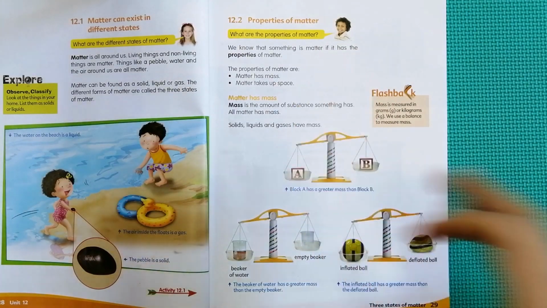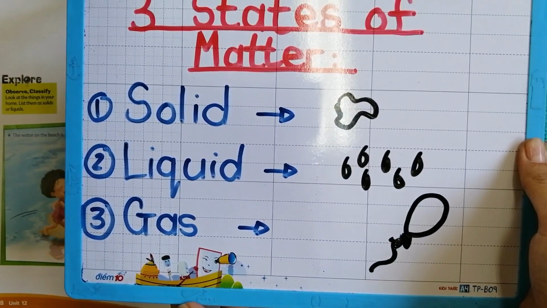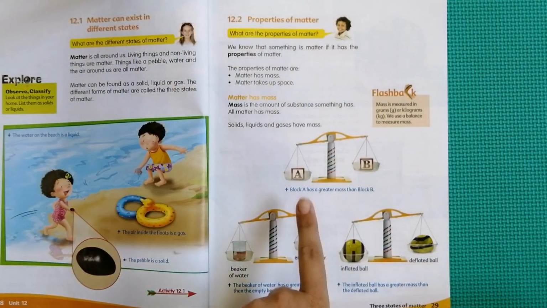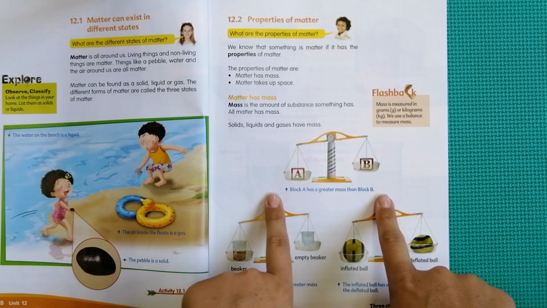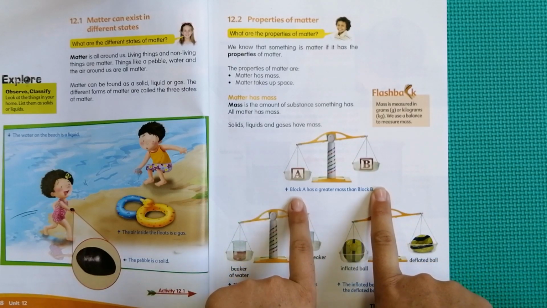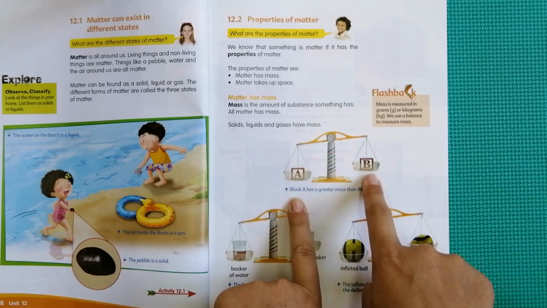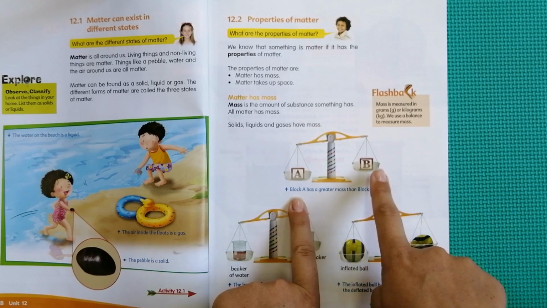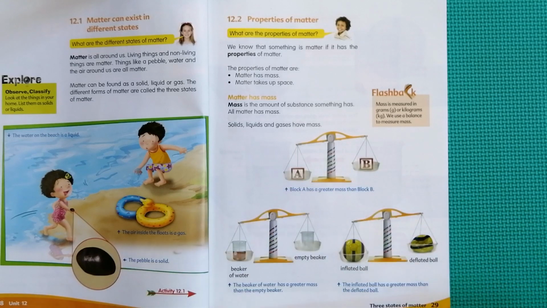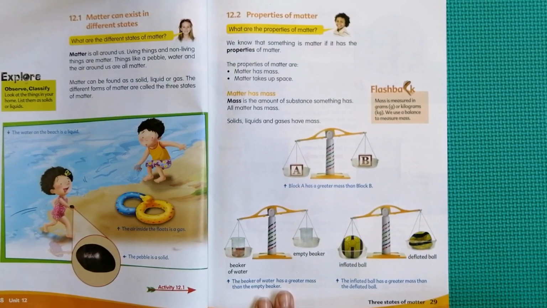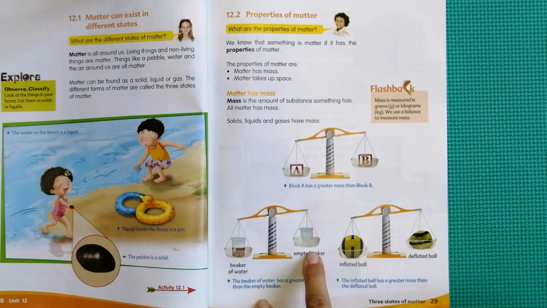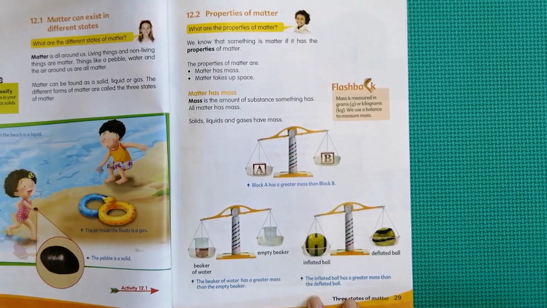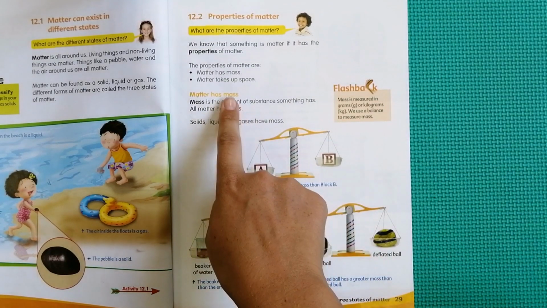All matter has mass in the three states. The three states being solid, liquid, and gas. Here is an example of a solid having mass. You can see that one block weighs more than the next block. Here is an example of liquid having a mass. The beaker of water is heavier than the beaker without water. And the third example shows you that gas has a mass.